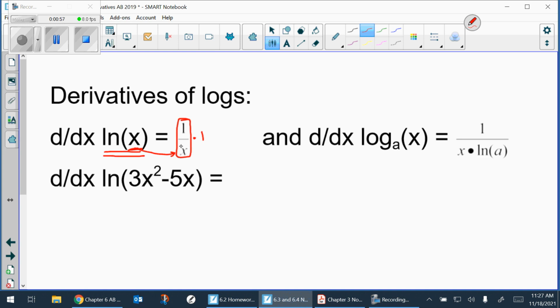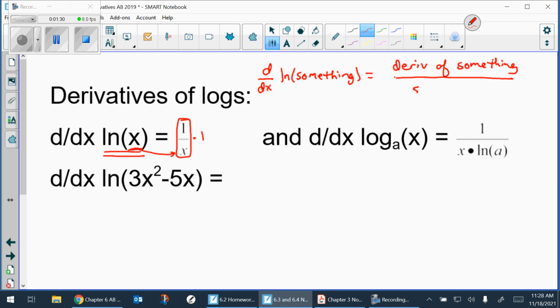Now, another way to write this is the derivative of the natural log of something. Probably the most efficient way of writing this is equal to the derivative of the something divided by the something.